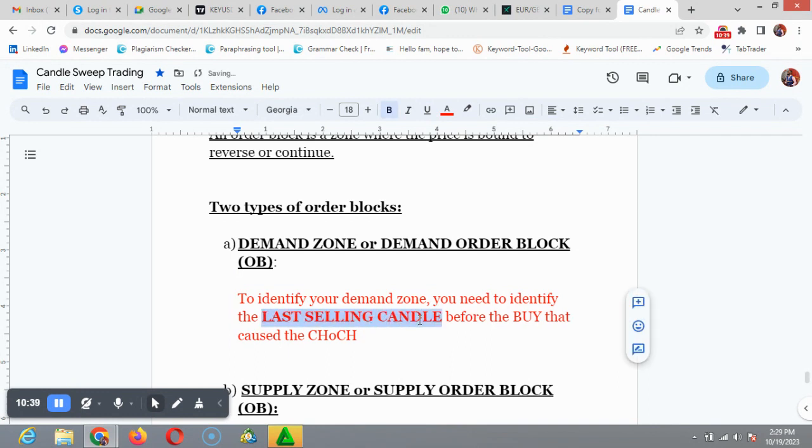This is it. This is the rule. To find your demand zone, you have to find what? The last selling candle before the buy that caused the church. So let me try and explain this carefully.